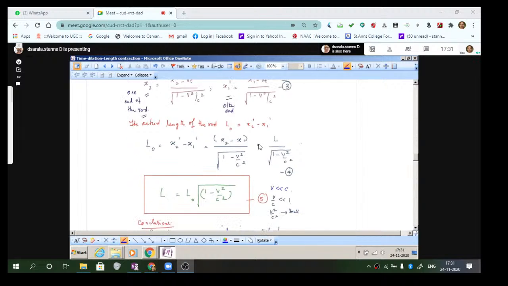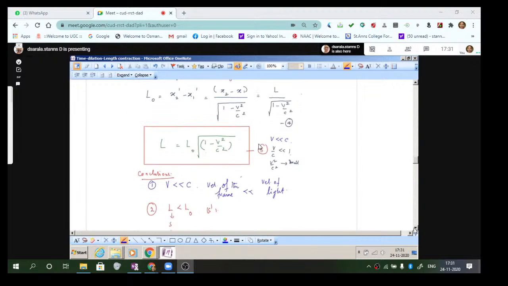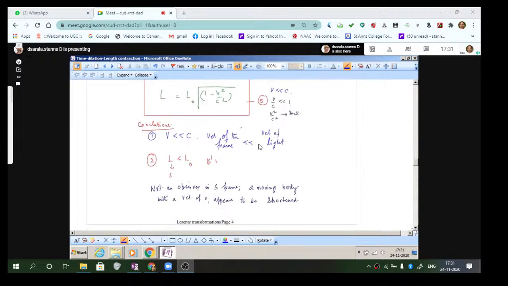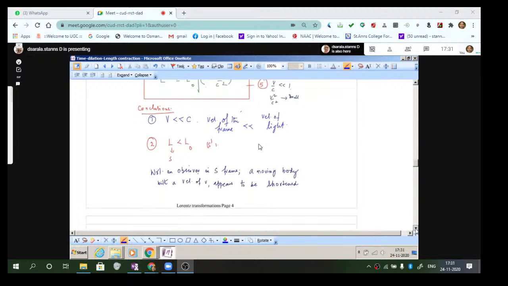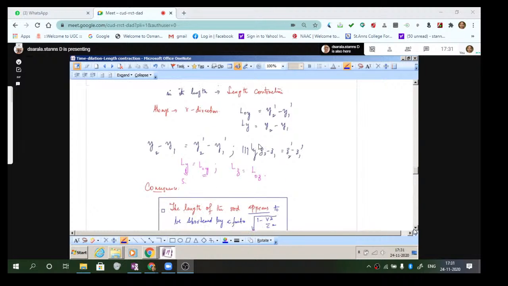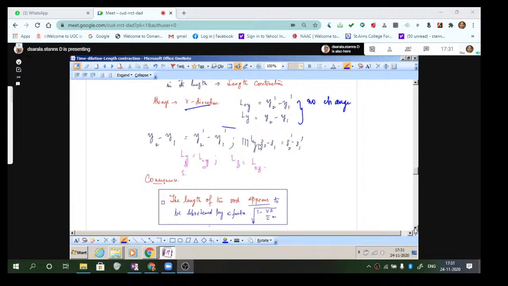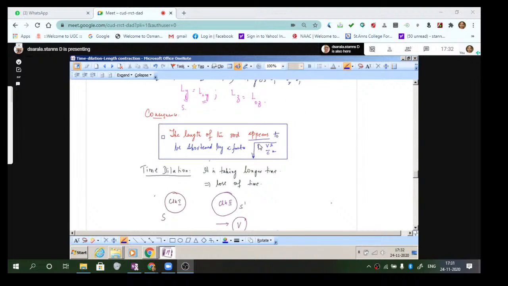L is given by L naught into this, and since v is very much less than c, v by c square is further less than 1 and it is getting subtracted. So we can conclude from here that L is less than L naught. So with respect to an observer in S frame, a moving body with a velocity v appears to have been shortened in its length. It only appears. Since we are considering the motion only along the x direction, there is no change along y and z directions. So what is the consequence? The length of the rod appears to be shortened by a factor given by root of 1 minus v square by c square.